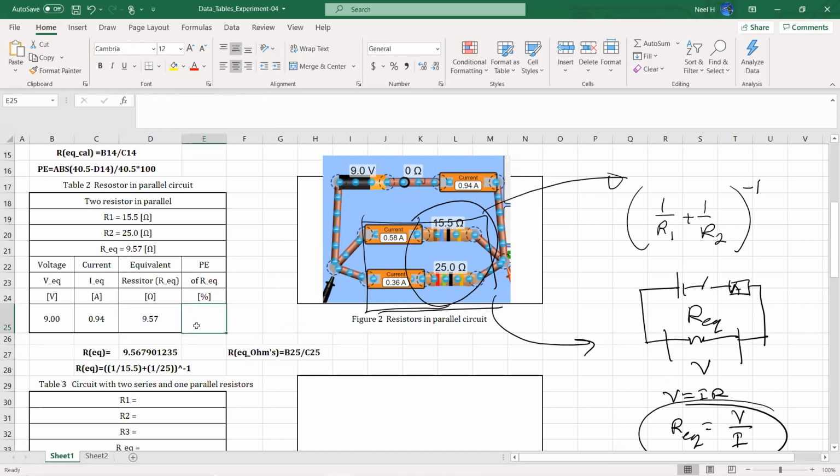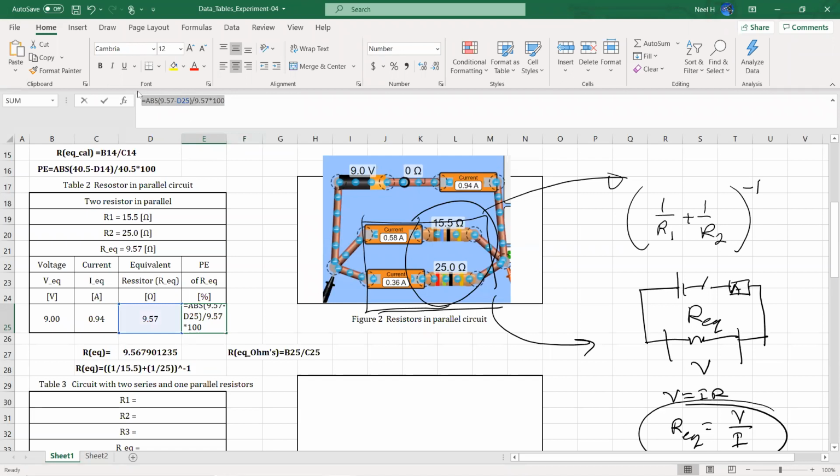All right, then let's compare them together: the calculated value and the measured value from Ohm's law. Equal sign, ABS, open brackets, from the equation point of view, calculated value 9.57 minus the experimentally measured value in cell D25, close brackets, divided by 9.57 multiplied by 100. Very, very small, because the numbers are almost perfectly close. About 0.5 percent error.